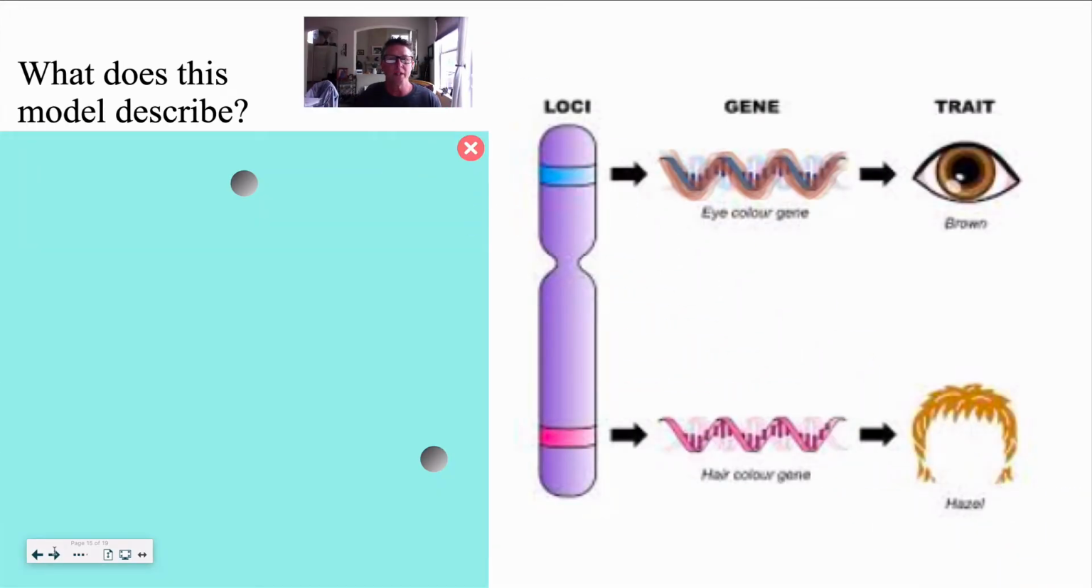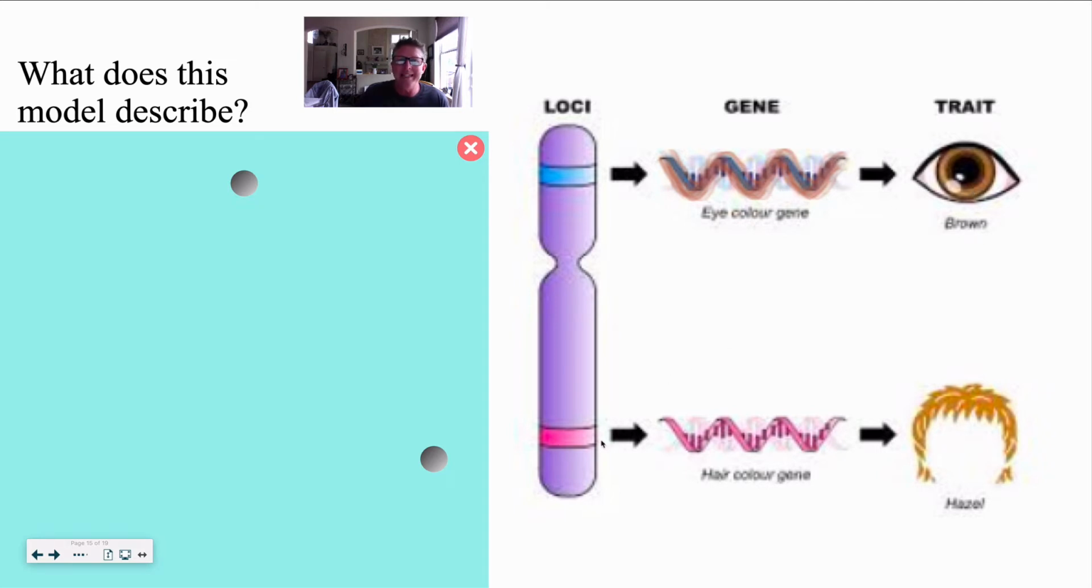So first question then, take a look at the model I have on the right-hand side. What does this model describe? Pause the video and record your ideas. That's right. So what we're looking at then is our chromosome, and we have a stretch of DNA that's all packaged up. We call that the loci here, and that stretch of DNA then gives rise to a gene, and this gene then is represented by the trait over here, the eye color trait brown.